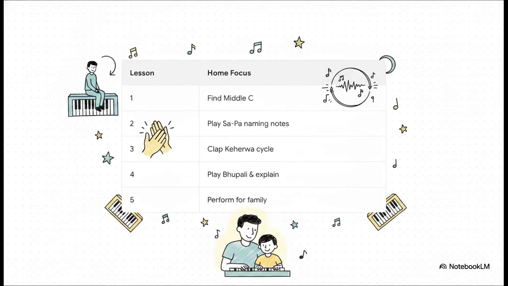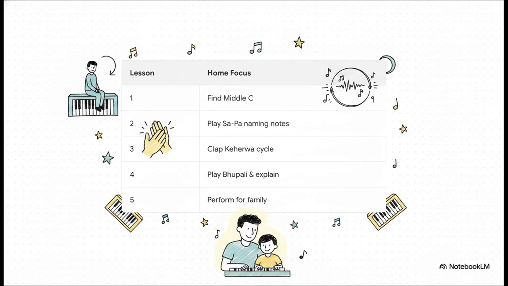And I absolutely love this part, how we empower the parents throughout the whole process. We provide this one-page parent reference cheat sheet. It gives parents exactly one specific thing to focus on at home for each lesson. For lesson 1, they literally just check if the kid is sitting correctly and can find middle C 10 times. For lesson 3, it's just playing a family game of clapping the Keharwa cycle. This keeps practice incredibly focused between lessons and completely removes the mystery for parents who might not have any musical background themselves.